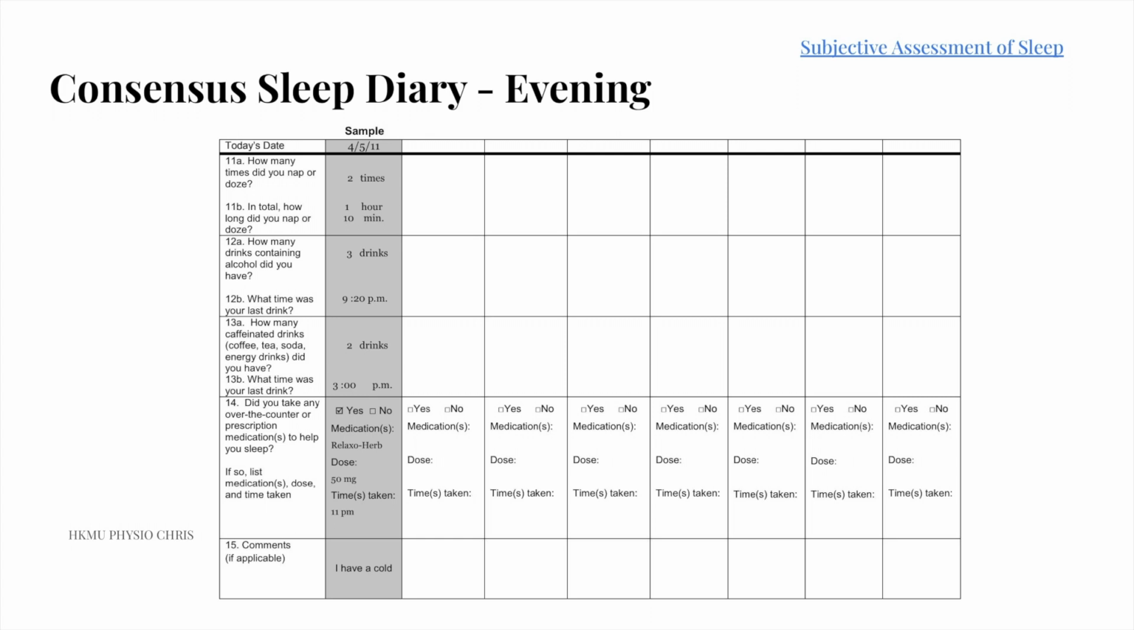Did you take any over-the-counter or prescription medications to help you sleep? If so, list the medications, dose, and time taken. List the medication name, how much, and when you took each different medication you took throughout the night to help you sleep. Include medication available over-the-counter, prescription medications, and herbals. If every night is the same, write "same" after the first day.